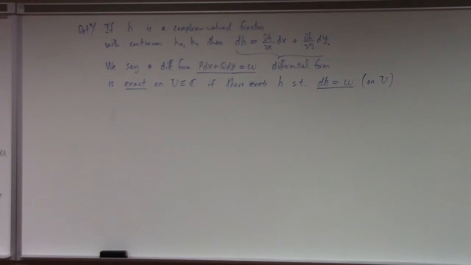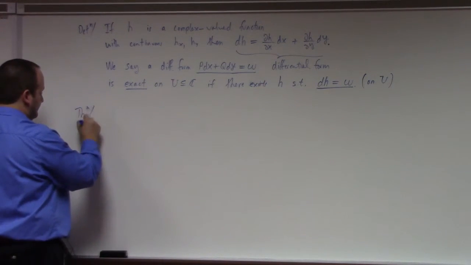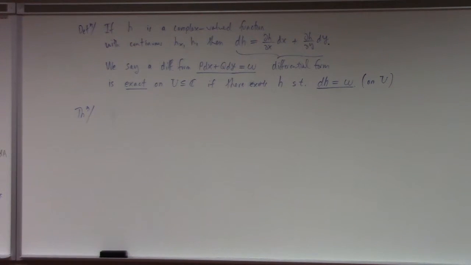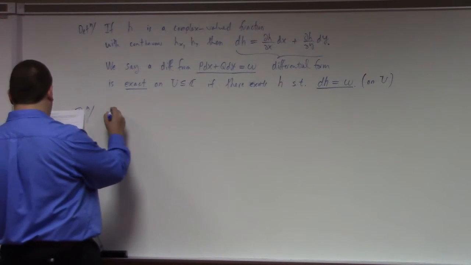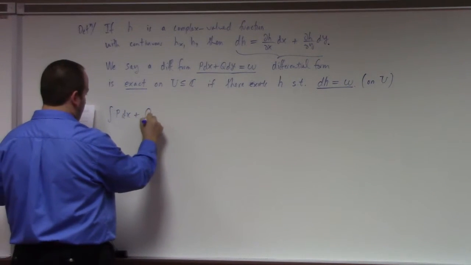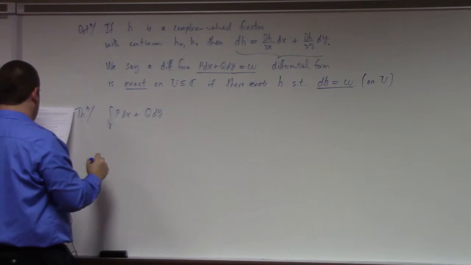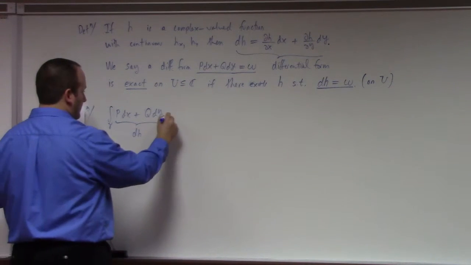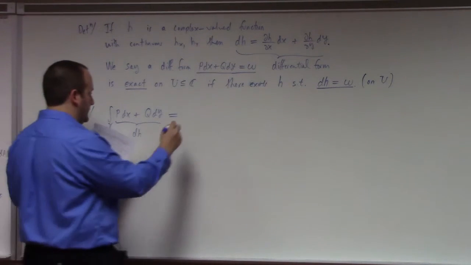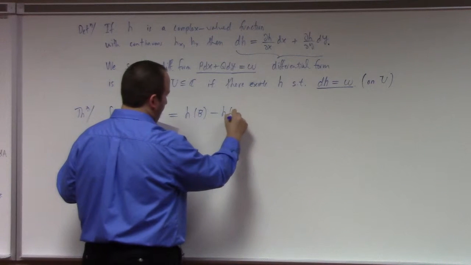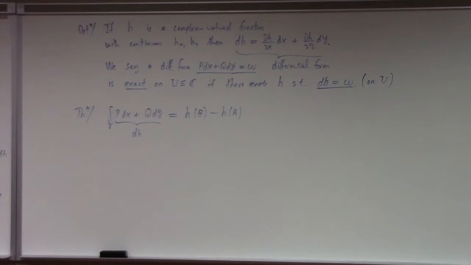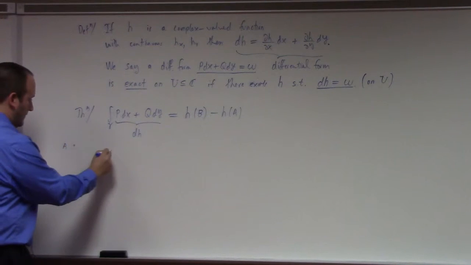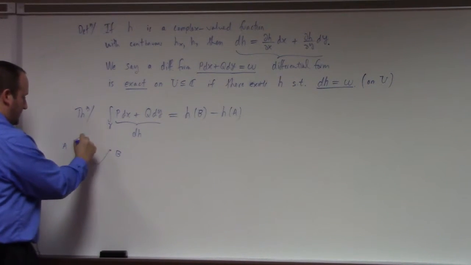And so finally, here's the theorem Michael is asking me for. Theorem: if you have a piecewise smooth curve gamma from A to B, and if h is continuously real differentiable near gamma with dh equal to p dx plus q dy, then the integral of p dx plus q dy over gamma is simply equal to h of B minus h of A. Here, of course, I'm supposing that the curve goes from point A to point B. So here's B, here's A, gamma is some curve.